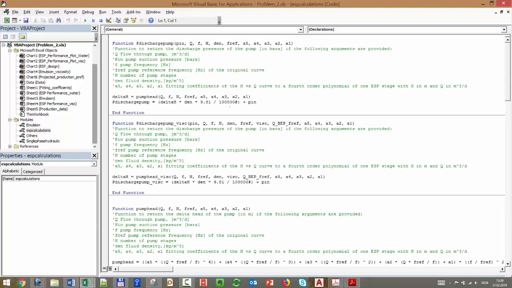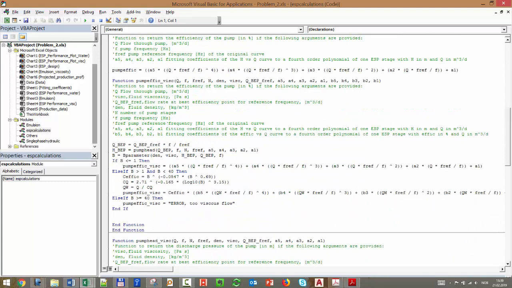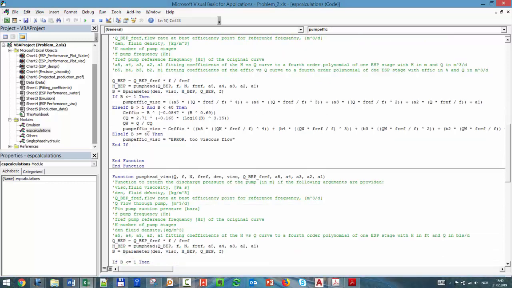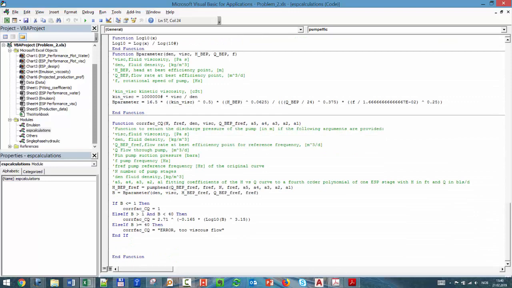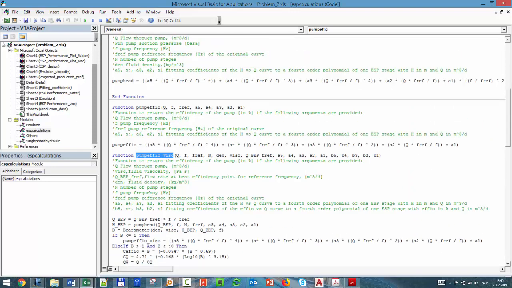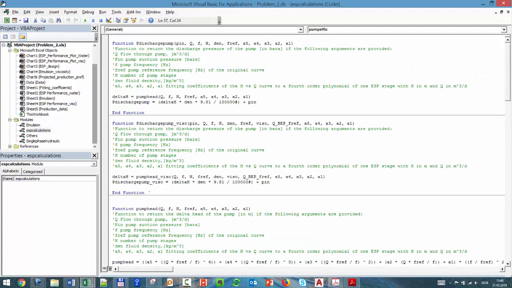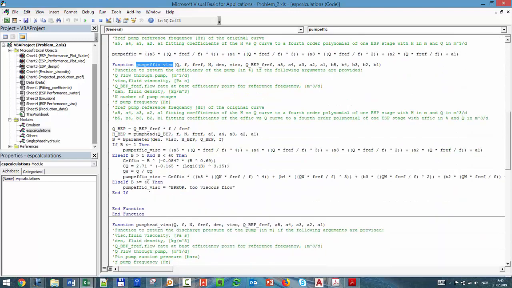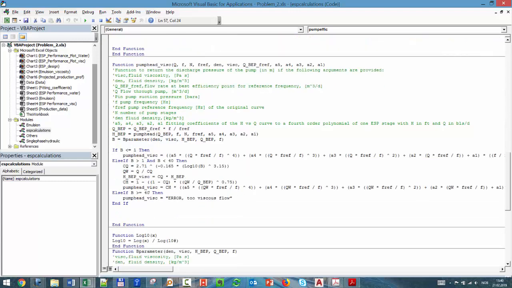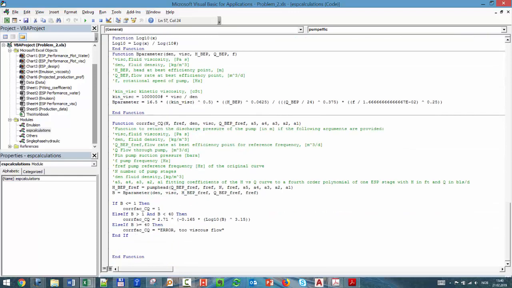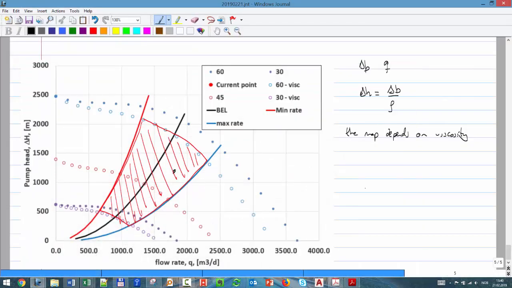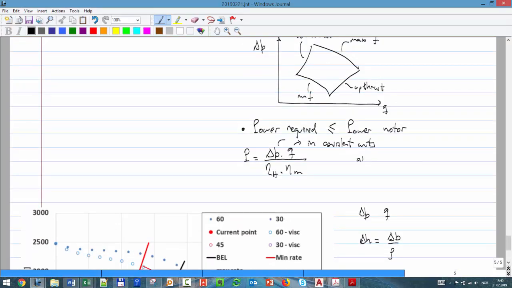For the power, you have one equation just to make your life simple. Here you have the pump efficiency, and here, where do we have the power? That's very strange, we don't have the power. But you can use that equation we have here. Assume a mechanical efficiency 1.